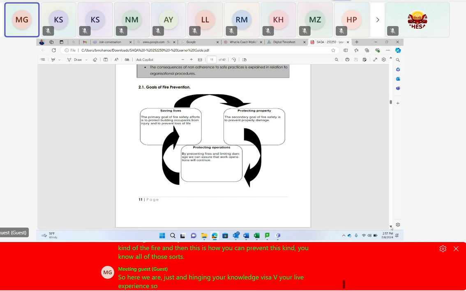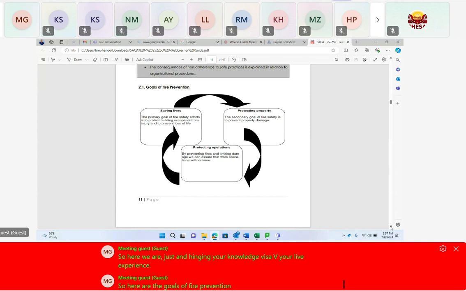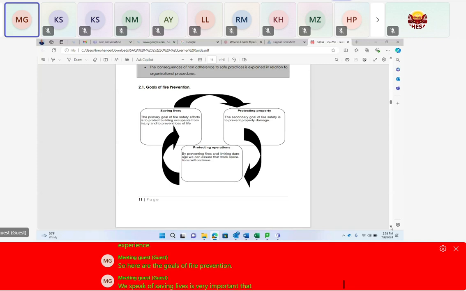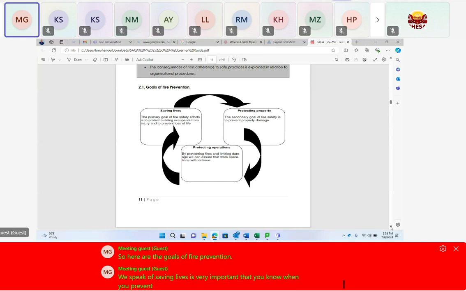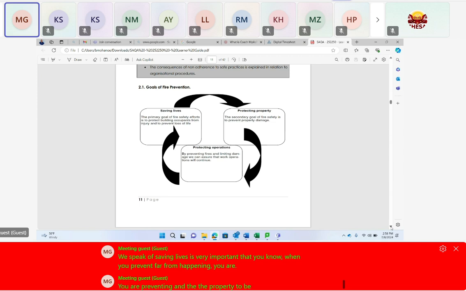So here are the goals of fire prevention. We speak of saving lives. It's very important that when you prevent fire from happening, you are preventing property from being destroyed. You're also preventing death or casualties, I mean, or people being admitted and all that.